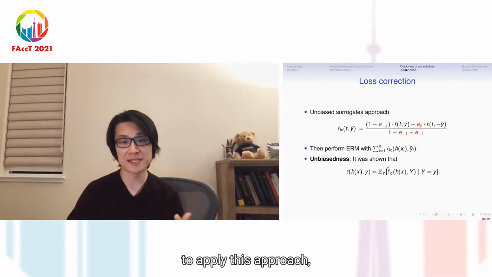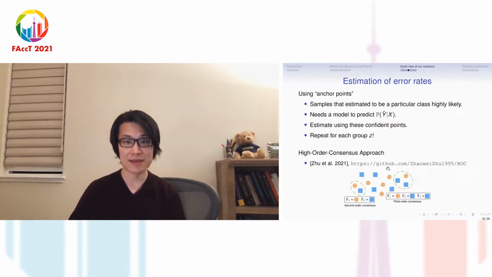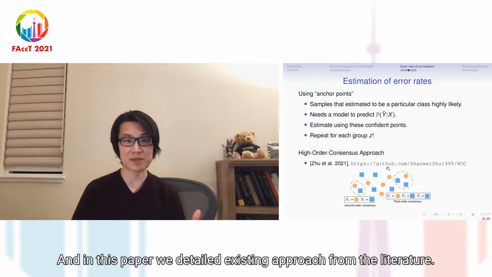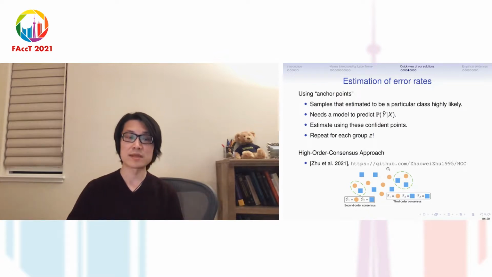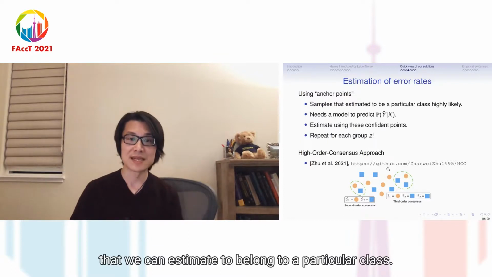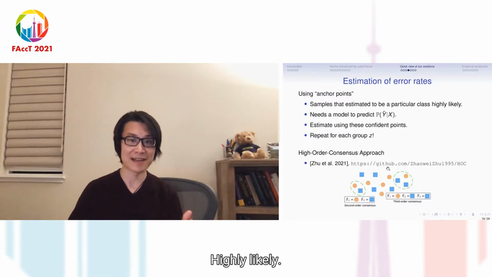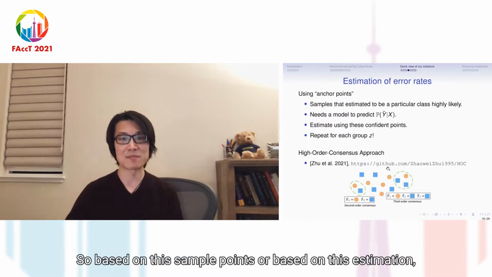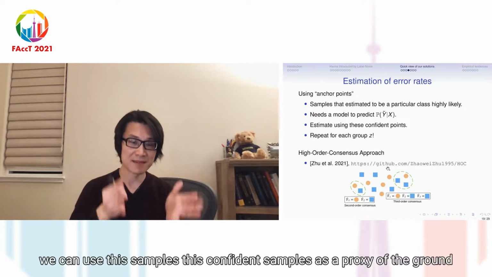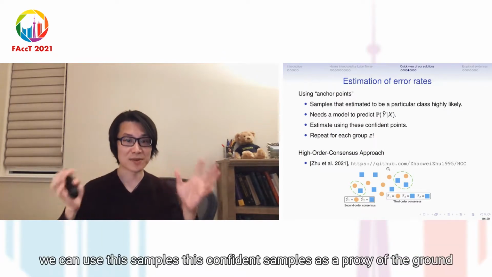But again, to apply this approach, we need to know E plus and E minus. And in this paper, we detailed an existing approach from the literature, but in the context of our paper. This is based on the notion of anchor points. These anchor point methods try to find samples that we can estimate to belong to a particular class with high likelihood. Okay, so based on this estimation, basically we can use these confident samples as proxy of the ground truth labels.